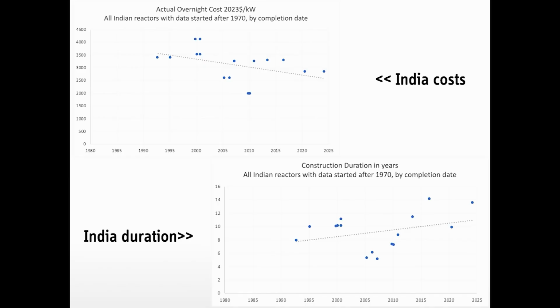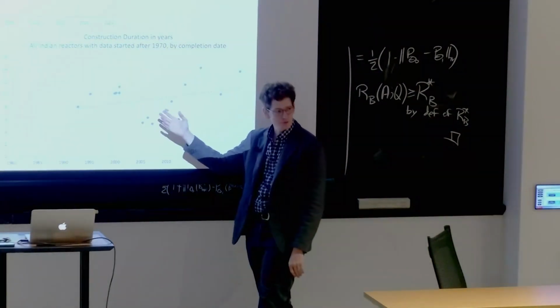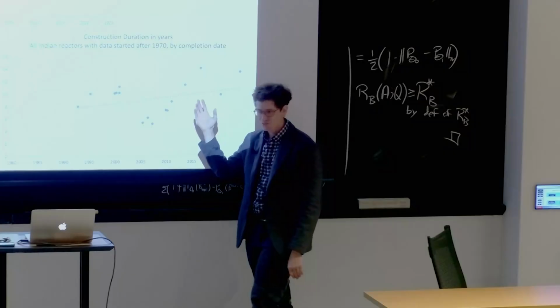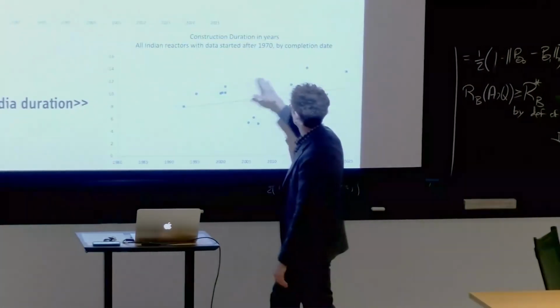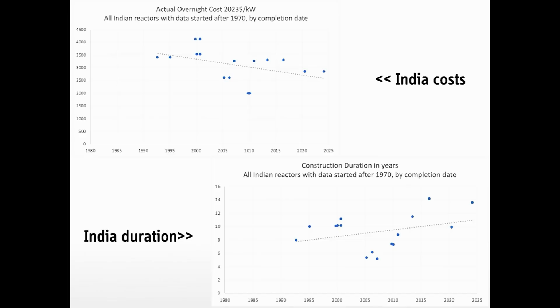However, construction durations are going up. If they were really learning, why do the durations go up? Also, you'll notice that they start at around 8 and they go up towards 14 years. They actually take quite a long time to build. So India is a bit of a strange case.